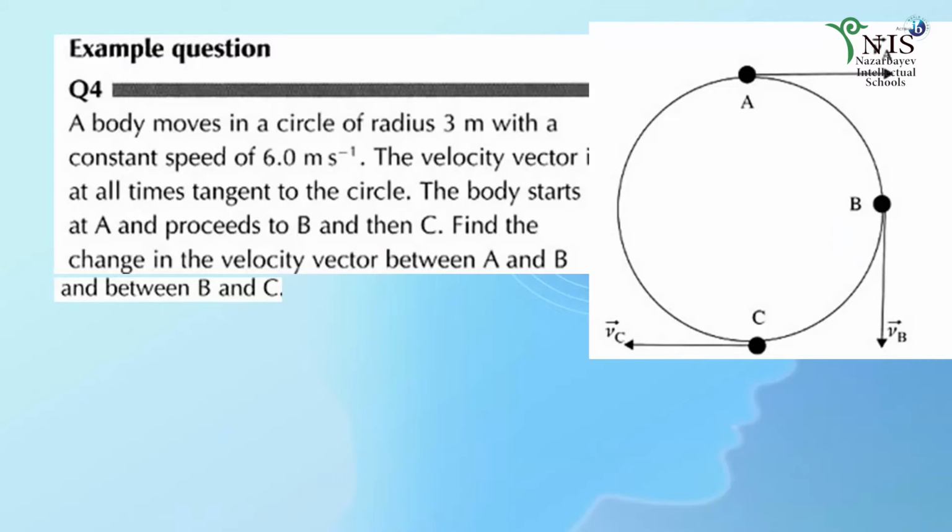It's the same as the example about a circle, how you can use the rule of subtracting vectors. A body moves in a circle of radius 3 meters with a constant speed of 6 meters per second. The velocity vector is at all times tangent to the circle. The body starts at point A and proceeds to B, then C. Find the change in the velocity vector between A and B and between B and C.